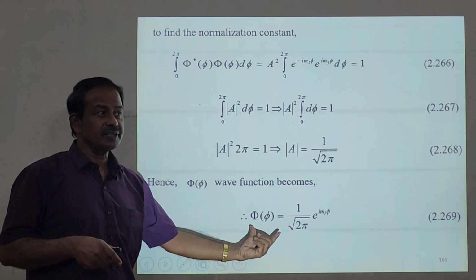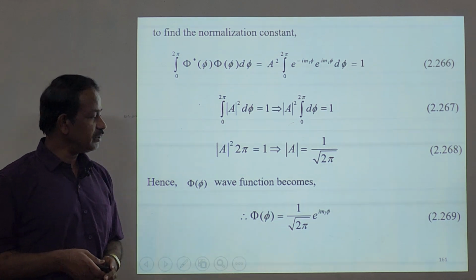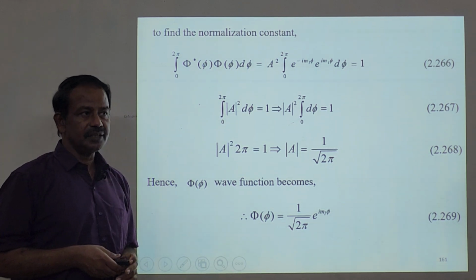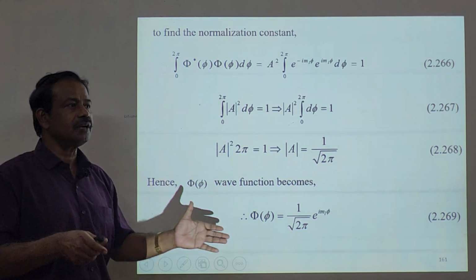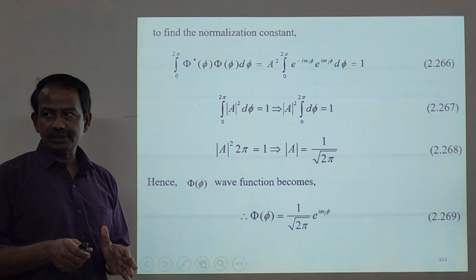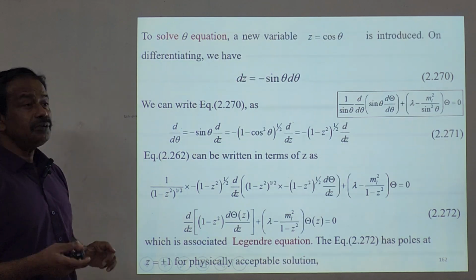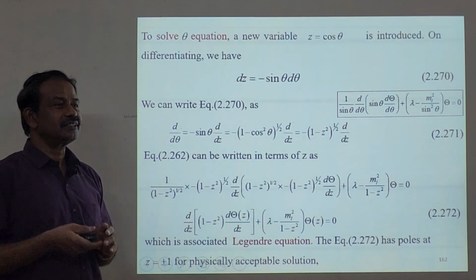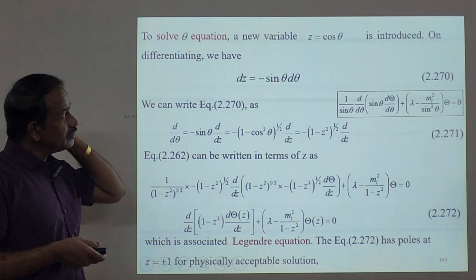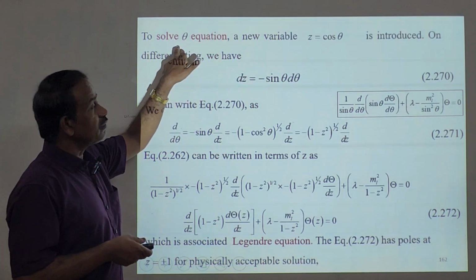Your complete wave function with the normalization constant will be phi equals 1 by root 2 pi e power i m l phi. So we have solved one equation, the phi part. Now we will go for the second one, the theta part. For that we are going to solve the theta equation.